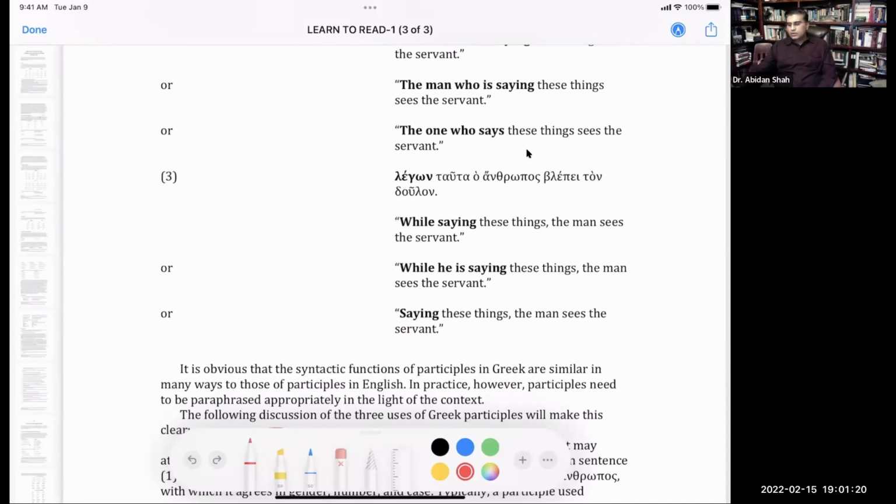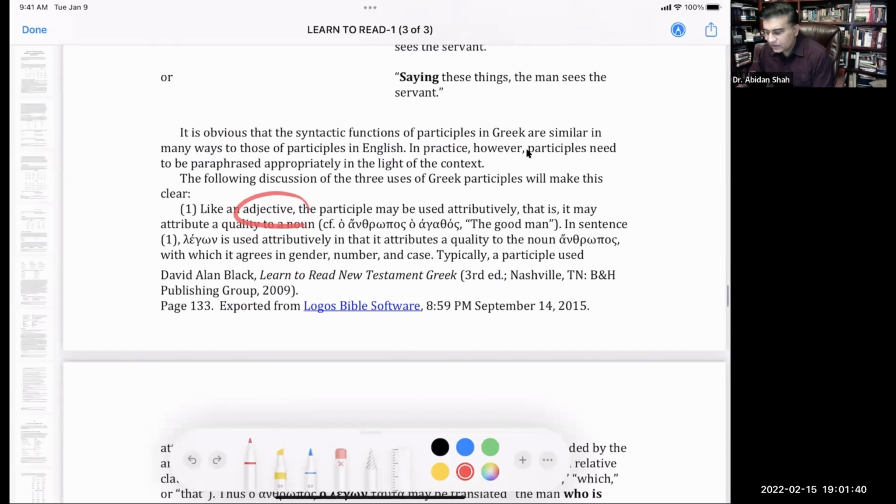Legon tauta ho anthropos blepei ton dulon. While saying these things, the man sees the servant. Another example of a participle.